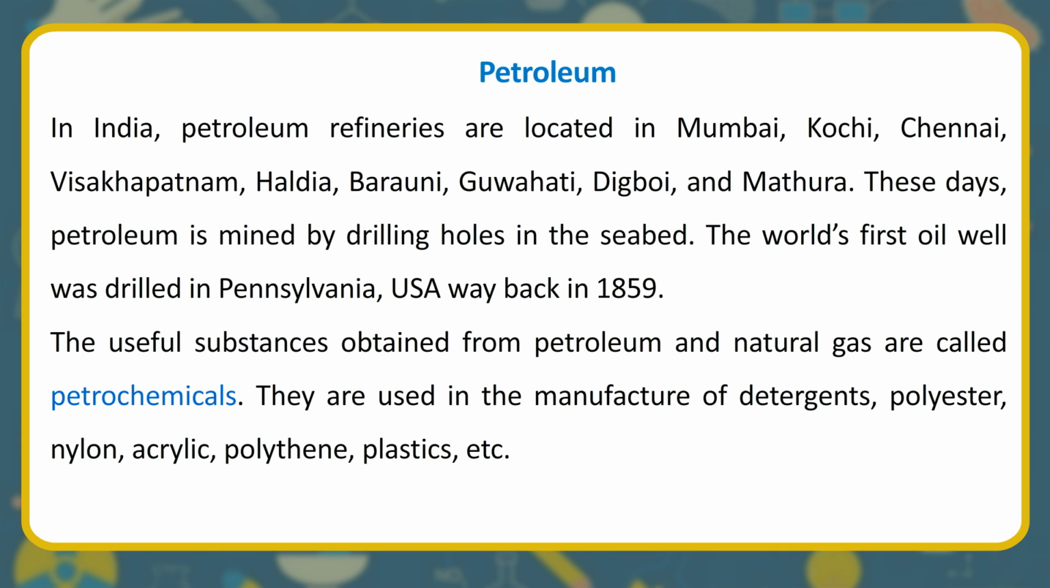These days, petroleum is mined by drilling holes in the seabed. The world's first oil well was drilled in Pennsylvania, USA way back in 1859. The useful substances obtained from petroleum and natural gas are called petrochemicals. They are used in the manufacture of detergents, polyester, nylon, acrylic, polythene, plastics, etc.